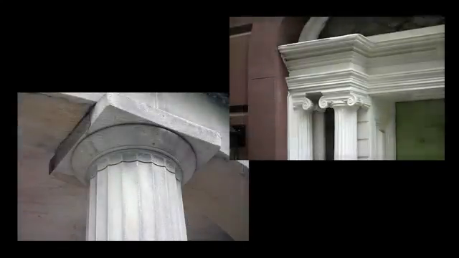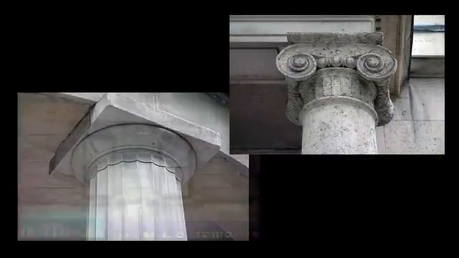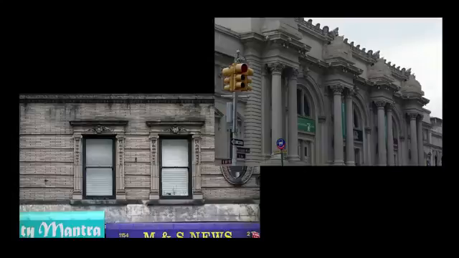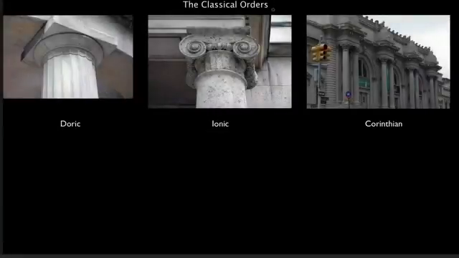Architecture is a language, and you know how when you learn a new vocabulary word, you start to notice it for the first time everywhere? Well, the same thing happens with architecture. When you learn a new architectural form, you start to see it everywhere. And that's especially true of the classical orders, because these are what are essentially the building blocks of Western architecture, and they've been used for 2,500 years.